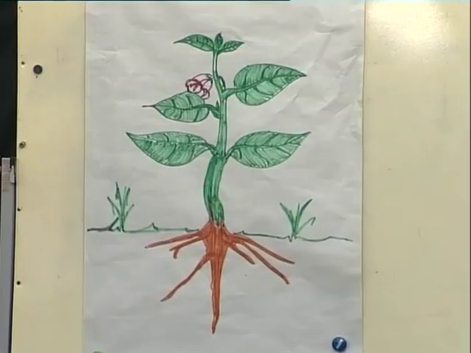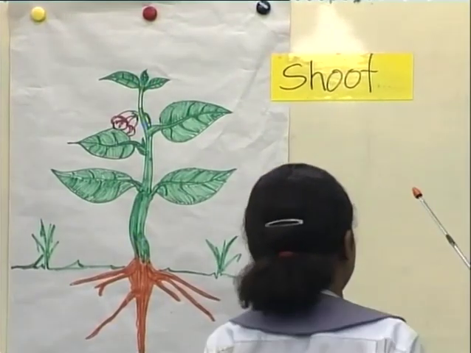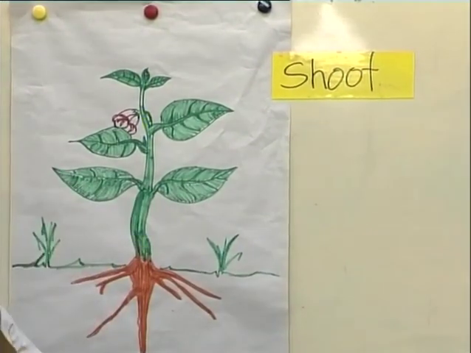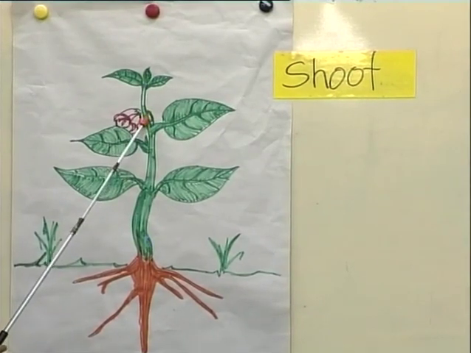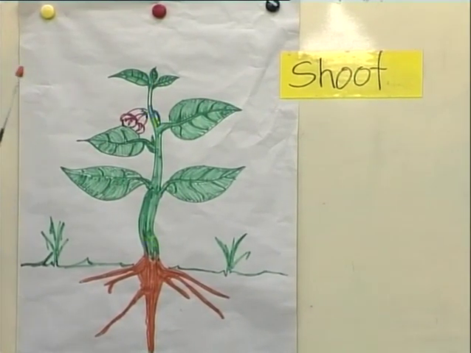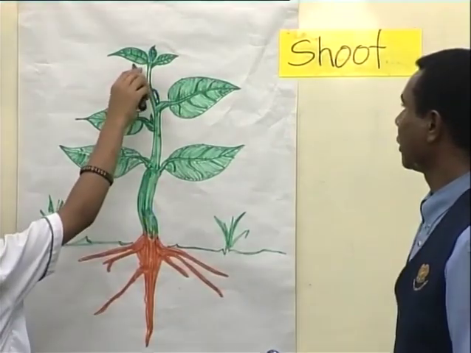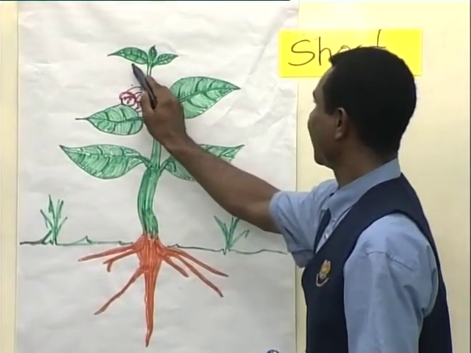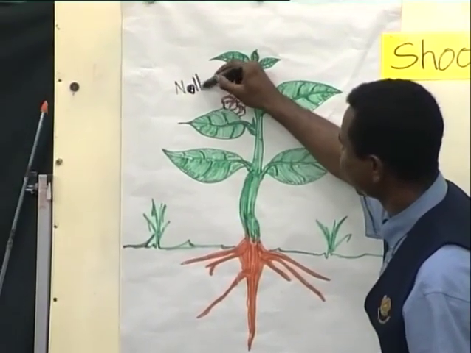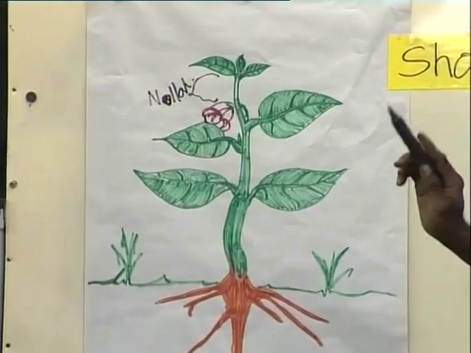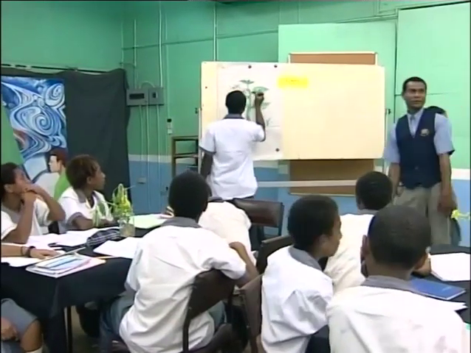Nola? Tell us which part of the plant to which part of the plant is the shoot? From the tip to the flowers, please draw. Okay. That's Nola's group. Nola's group thinks it is not the flowers. Let's go, Clement. Any other groups? Let's have two more and then we move on.